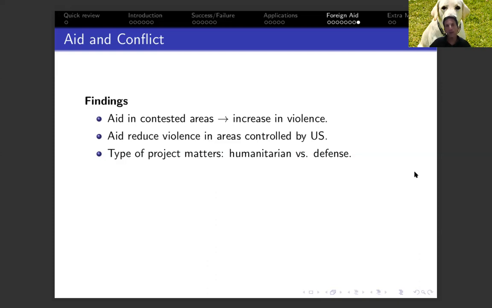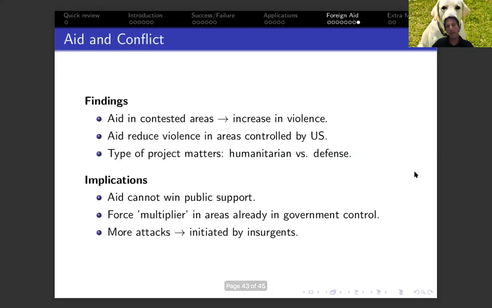The third finding is that the type of aid program matters. Humanitarian types of aid have no effect. On the other hand, foreign aid in the form of defense projects tends to increase the degree of violence. Whether those projects are implemented in contested territories or territories controlled by the Afghan government did not really matter. Once the projects were focusing on defense, the degree of violence tended to increase.